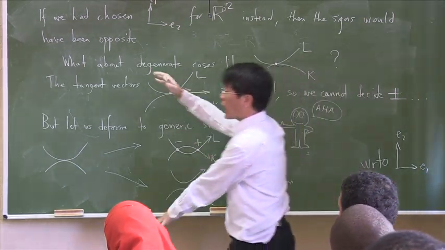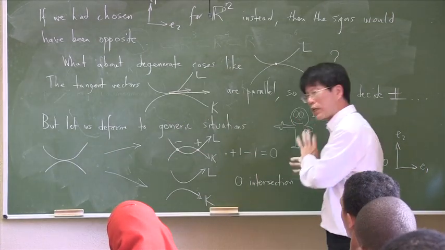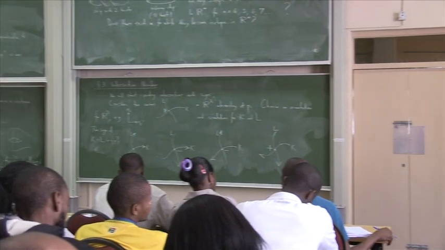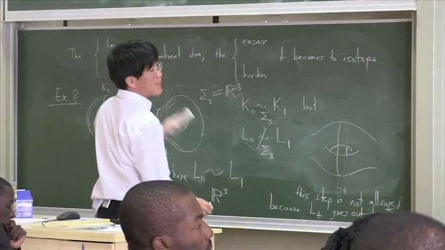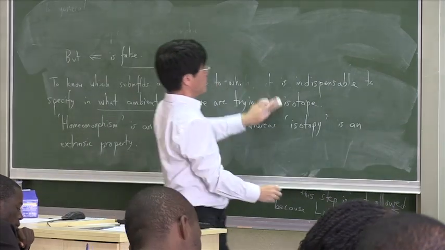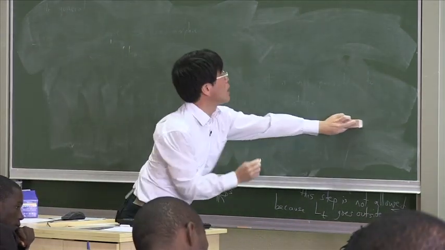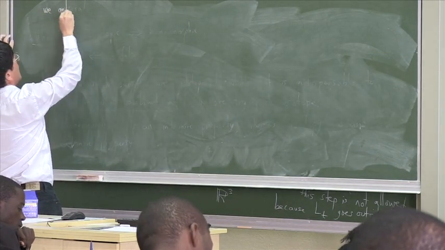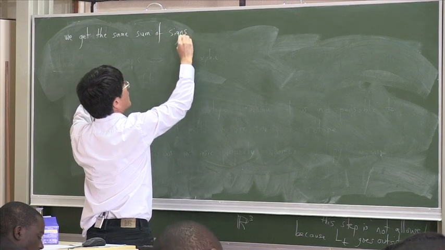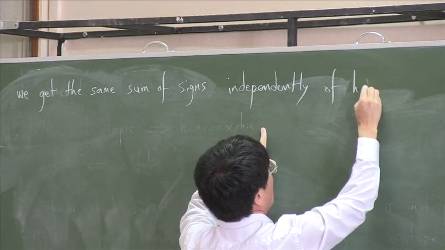So you see, I perturbed it. I shook the picture. I deformed it into generic situations in different ways. But the total is always the same. And this is what allows us to introduce the invariant. Let me mention one more example. So what we have just said is that we get the same sum of signs independently of how we deform.